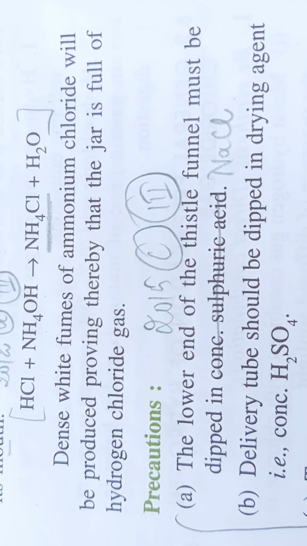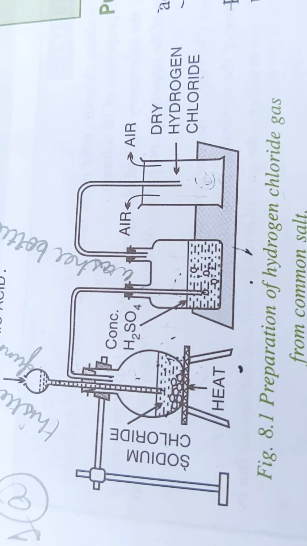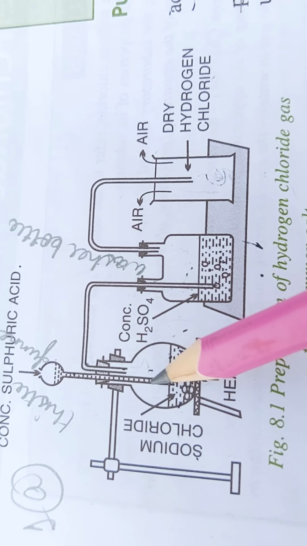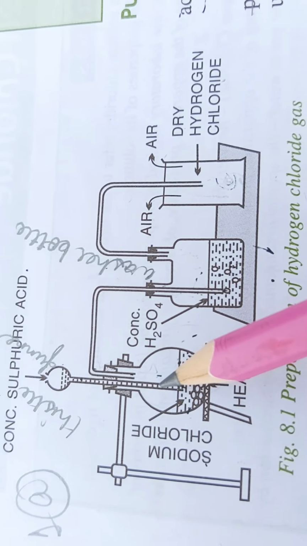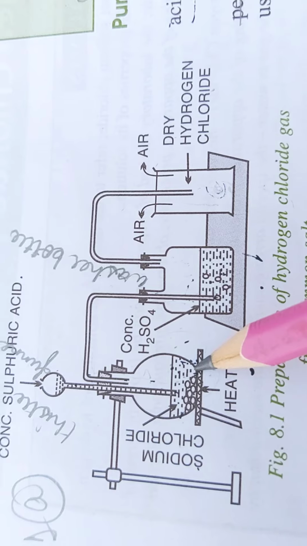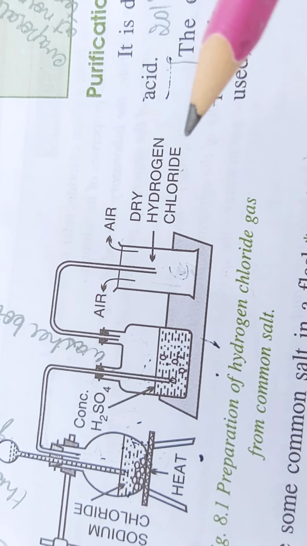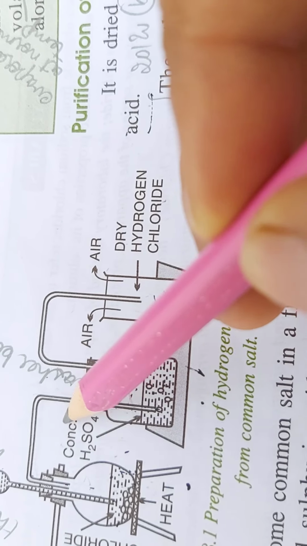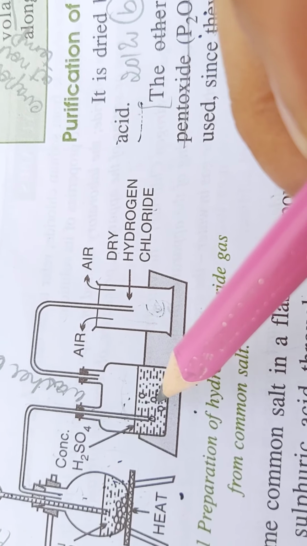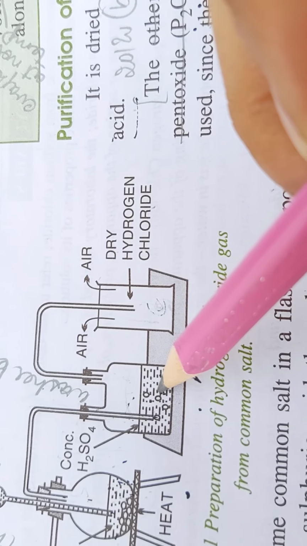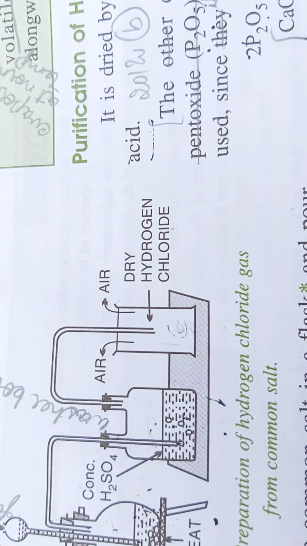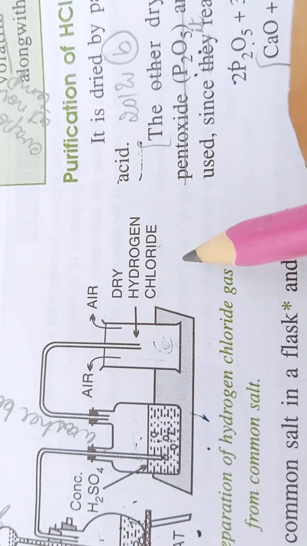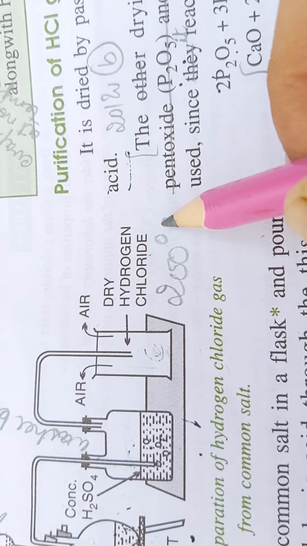Now there are some precautions also. First of all, the lower end of this thistle funnel should be dipped in sodium chloride, and the lower end of this delivery tube should be dipped in concentrated sulfuric acid so that the gas will dry up, and the temperature should be near about 200 degrees Celsius.